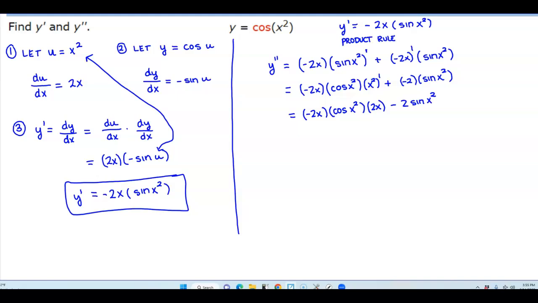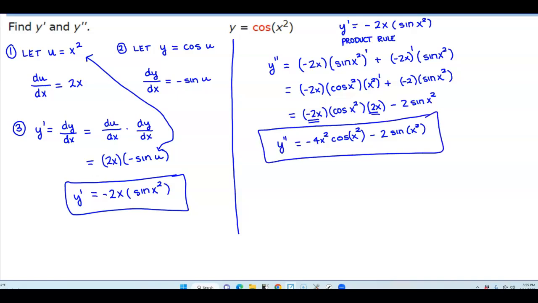And now we're going to multiply our constants. So we have negative 2x times 2x, which gives us negative 4x squared, times the cosine of x squared, minus 2 times the sine of x squared, and then that represents the second derivative.